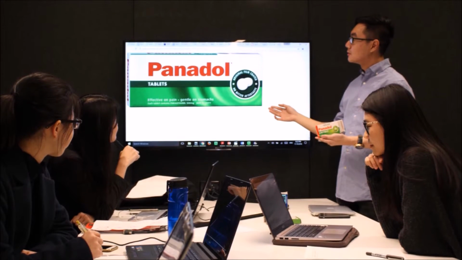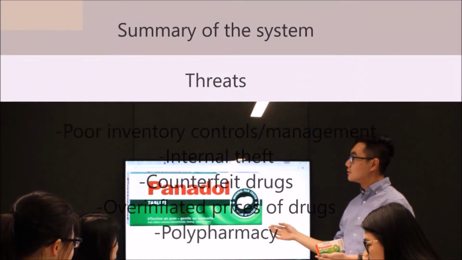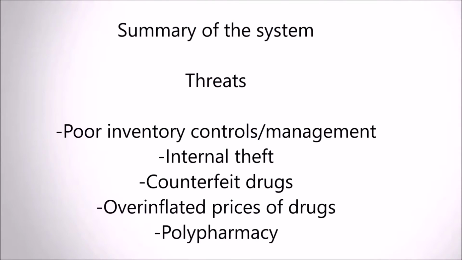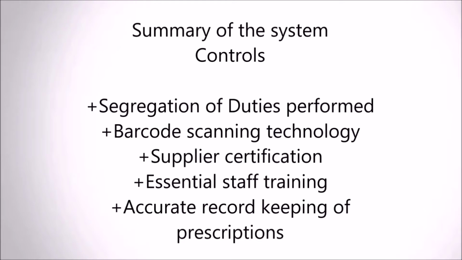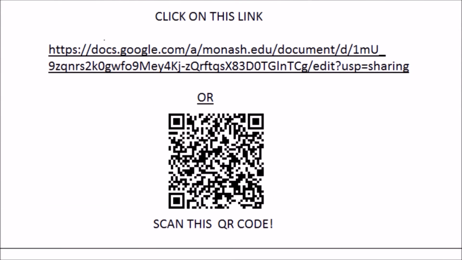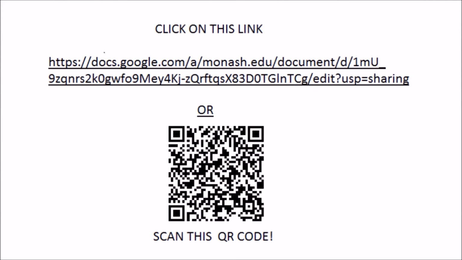In summary, the threats covered in this video outline the risks that come with poor inventory management, buying drugs at extravagant prices, and drugs being issued carelessly. It is of utmost importance that we identify the correct controls to be implemented and reduce further harm to the organization as a whole. A comprehensive report about this topic is available online.